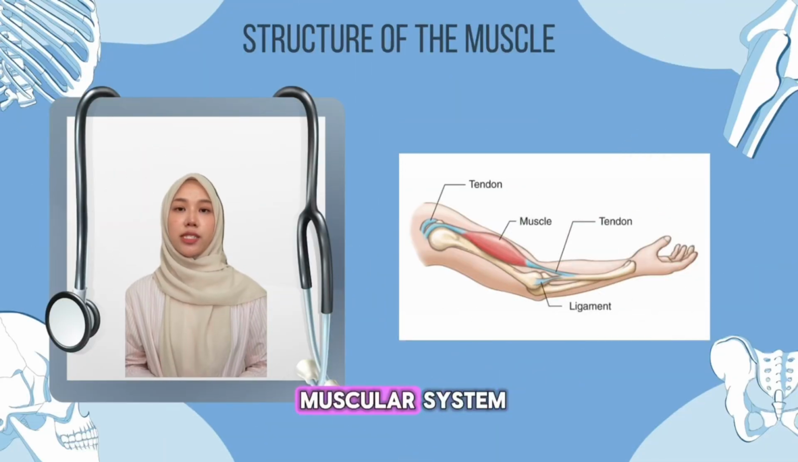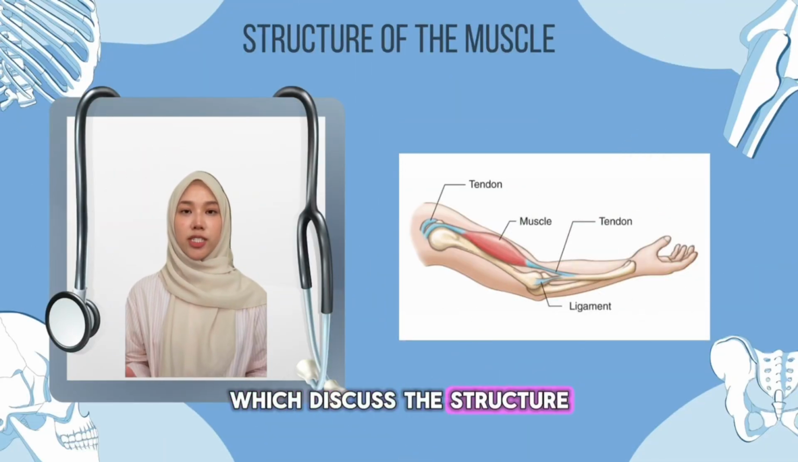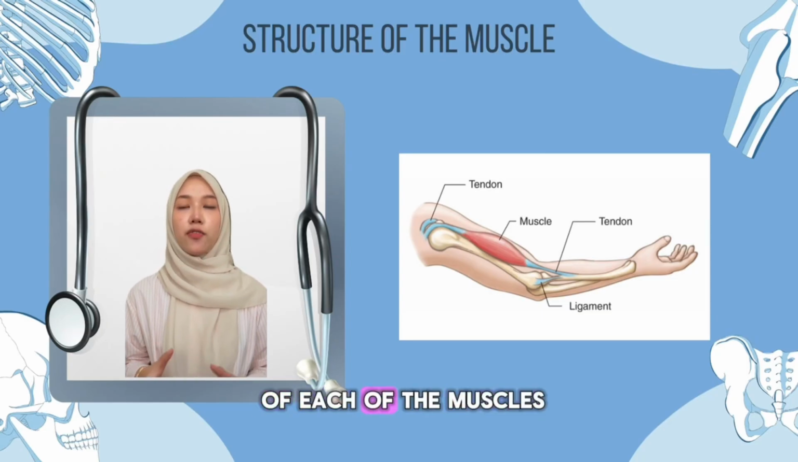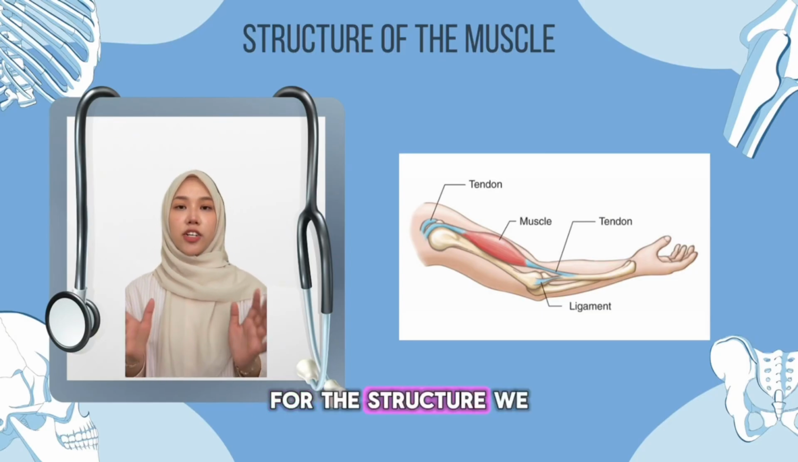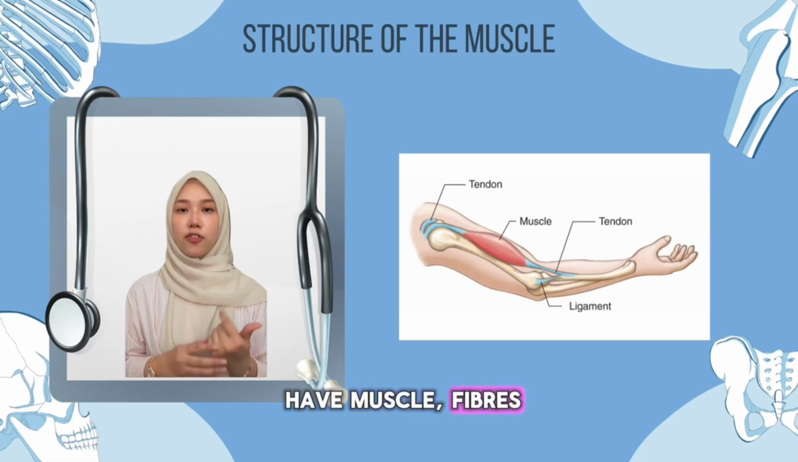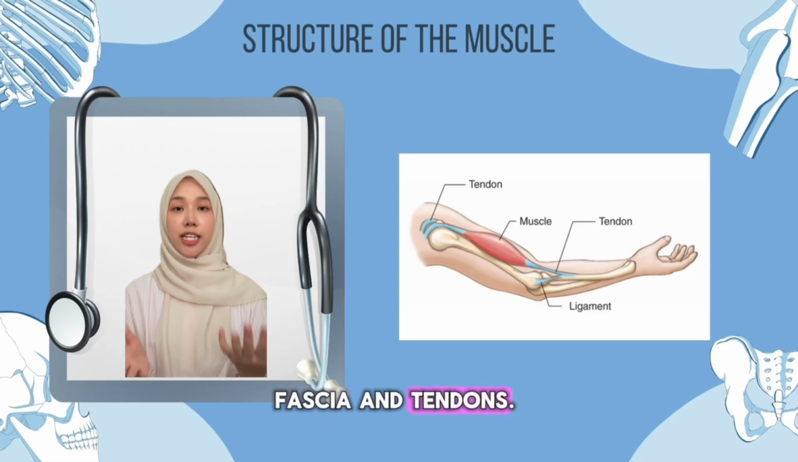Thank you. For my part, I will be explaining the muscular system, which discusses the structure, types, and functions of each of the muscles. For the structure, we have muscle fibers, fascia, and tendons.